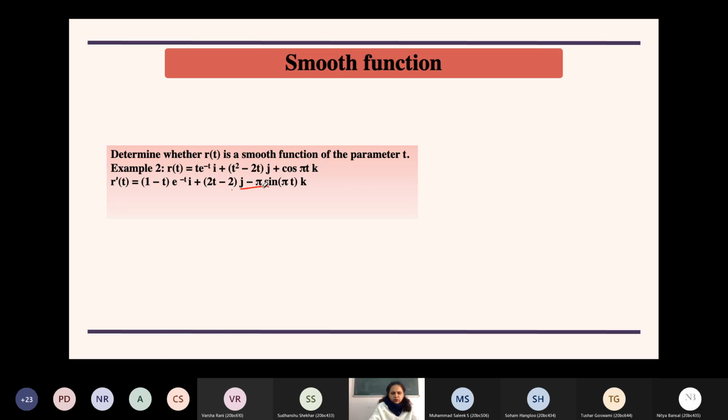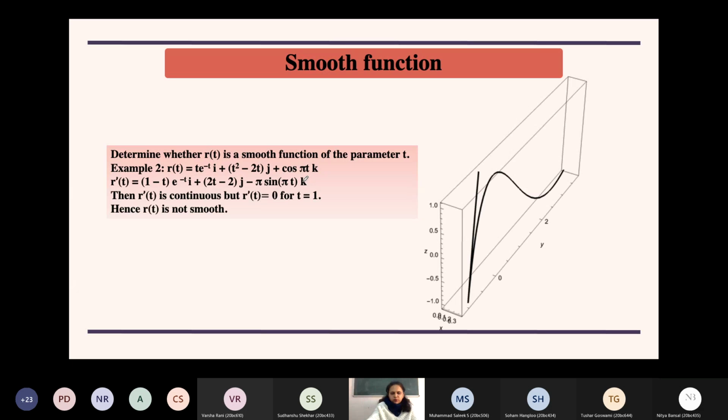Okay, so we will then check the second condition. Second condition says r dash t should not be 0. Now, can you find any t for which all three components become 0 simultaneously, or is there no such t? For t equals 1, you can see this is 0, the second component is also 0, and the third component is 0. So we cannot say that this is smooth.